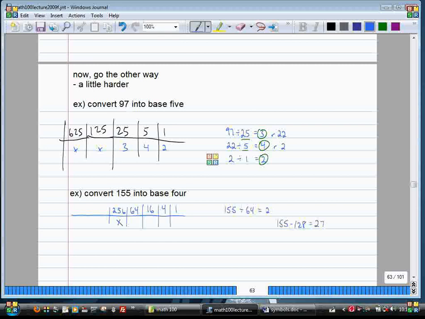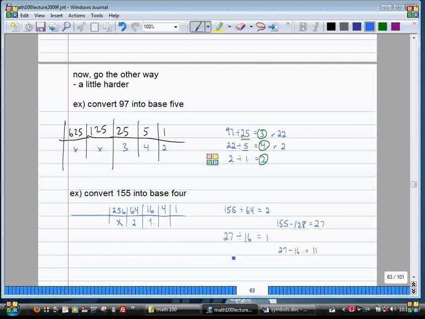So we know we have 2 64s. So what comes next? Okay, so what do we do? Yep. 27 is what remains, divided by 16, and what's that? That's 1. And then what do we need to do with that? Right. So we know it's a 1, so fill that in. Now you got to find the remainder. So the remainder, that's pretty easy. That's just 27 minus 1 times 16, which is 11.